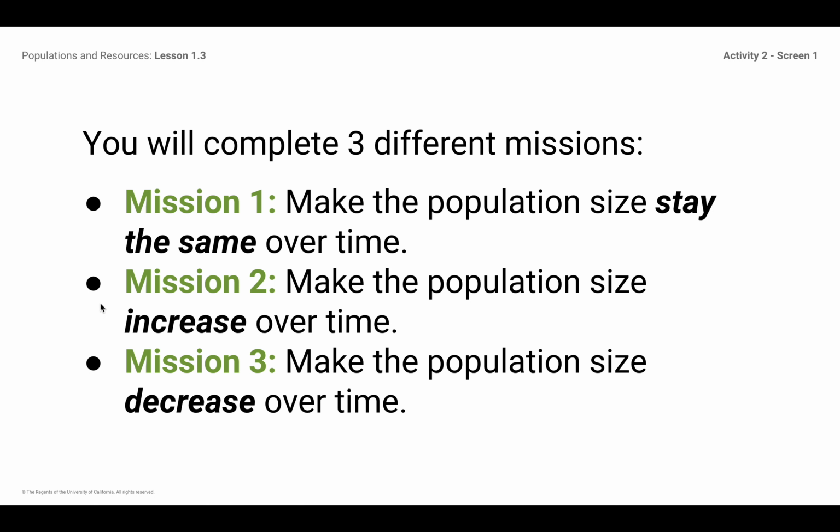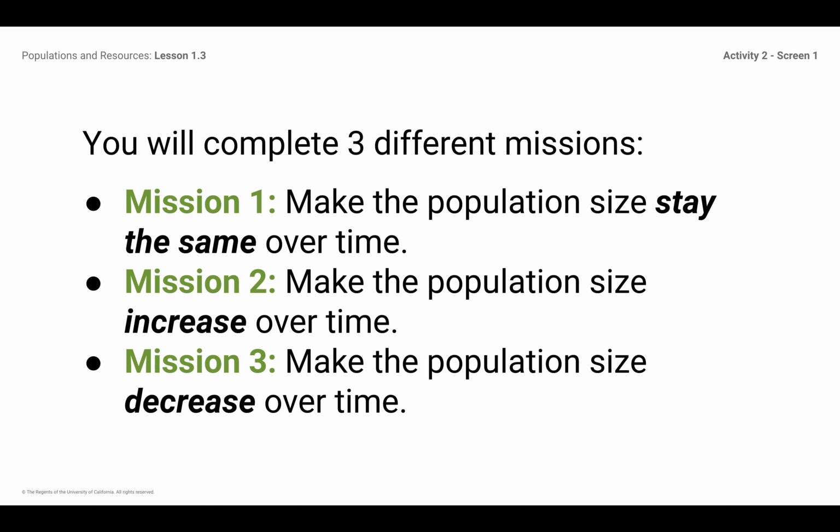Mission number 1 was I wanted them ultimately to make the population size stay the same. So they had to think about how many did they have to take away and how many did they have to add in order to keep 14 tokens in the circle overall. Then mission number 2, this time they had to make the population size increase. What did that mean for the tokens as far as how many they took out for deaths and how many they added in over time for an increase?